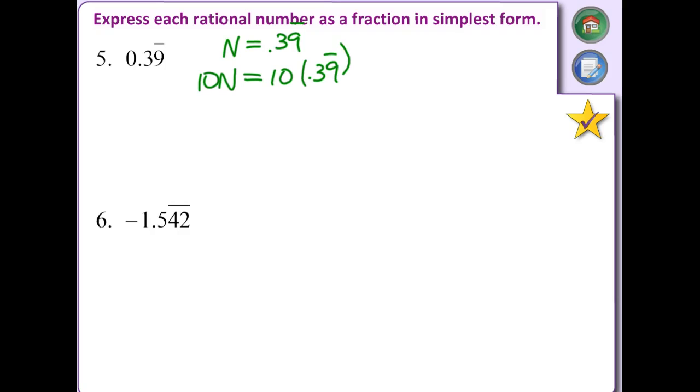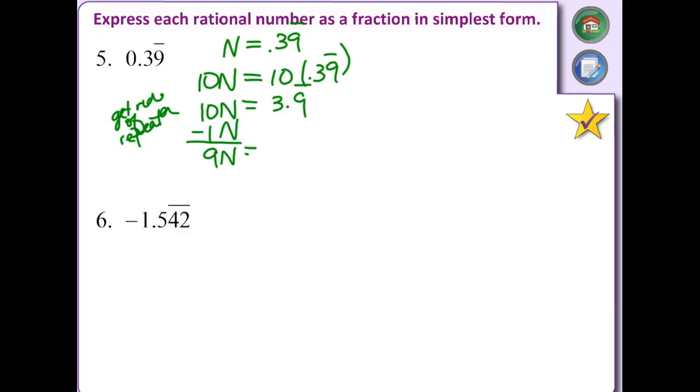So we're going to go ahead and multiply that second side, and that really just moves my decimal place over 1. So we've got 3.9 repeater. Now, to get rid of my repeater, here's what we have to do. We've got to subtract 1n from this side, just like we did on the others, 9. And over here, though, we're going to subtract the original. Now, the original is what we multiplied 10 by, which was 0.39 repeater.